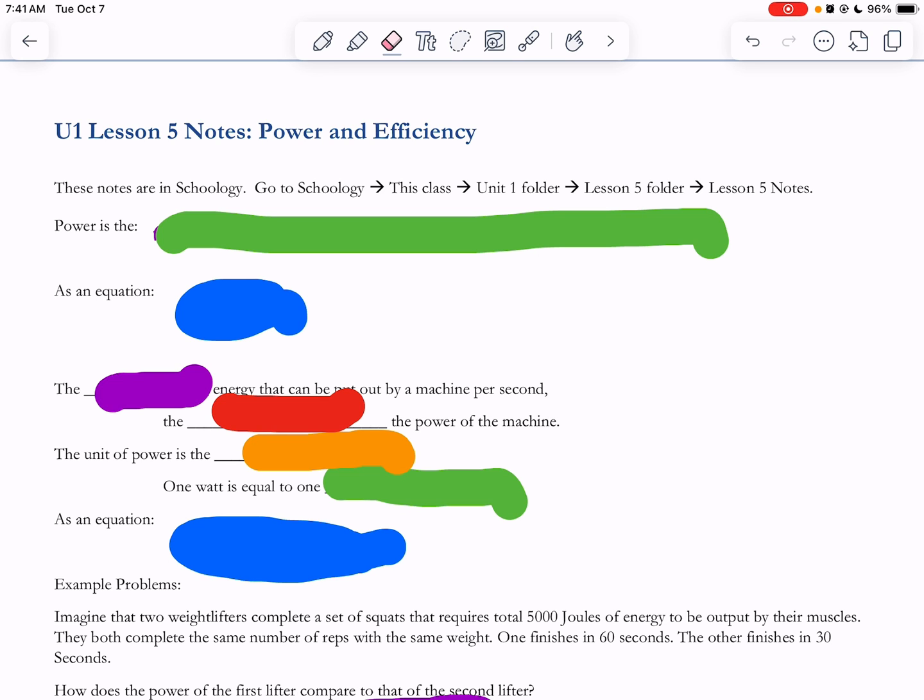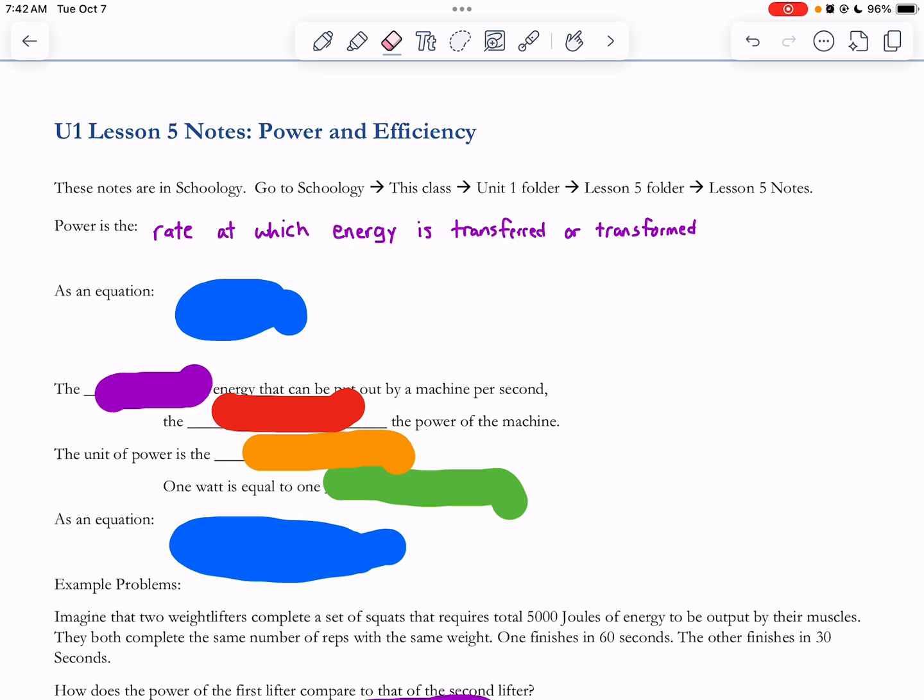And so in physics class, when we say power, we are definitely talking about the rate at which energy is transferred or transformed. And you might say the rate at which energy is used, because sometimes we're talking about chemical energy and we're using it. And that's okay too. We can talk about the rate at which energy is used, but it's definitely always the rate. And so when we talk about how powerful something is in physics class, we're definitely talking about how quickly or slowly it uses energy.